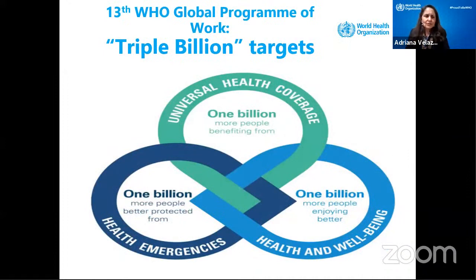Later, 2017, 2018, we had a new Director General coming to WHO, Dr. Tedros, from Ethiopia. And we started developing in WHO, along with the member states, the 3 billion target. So it is universal health coverage to get everybody covered for health, cover 1 more billion people from health emergencies and 1 more billion people for health and well-being. Those were the goals back then.